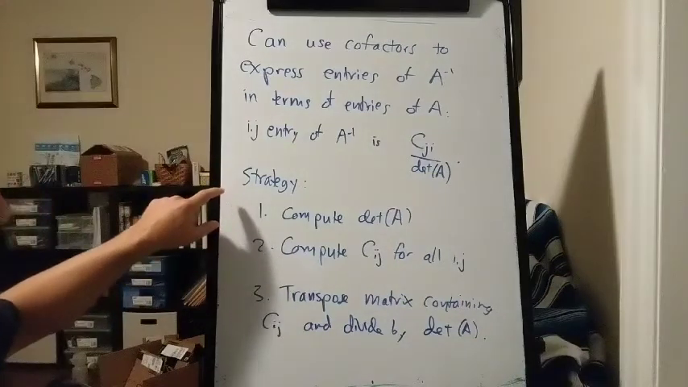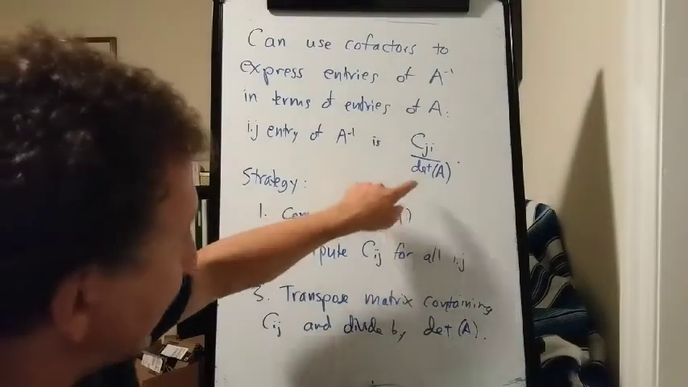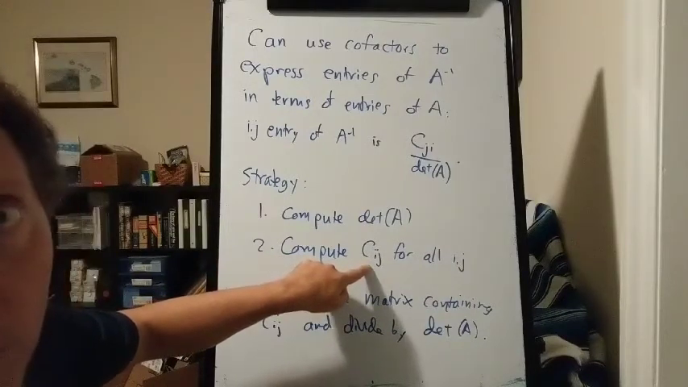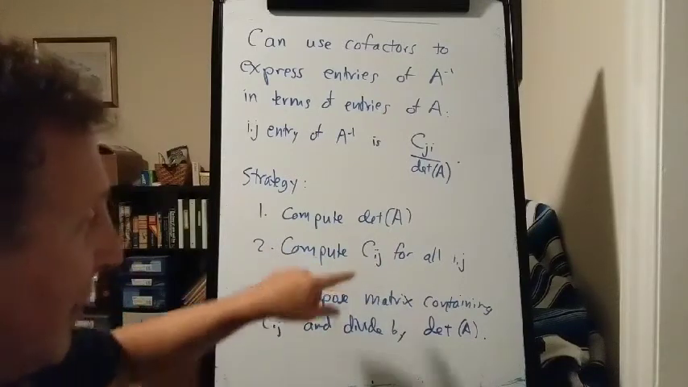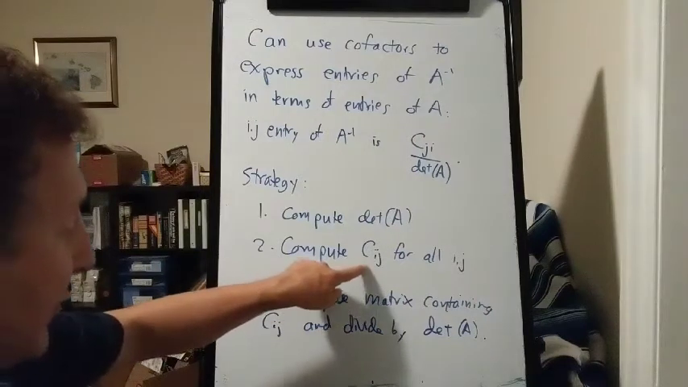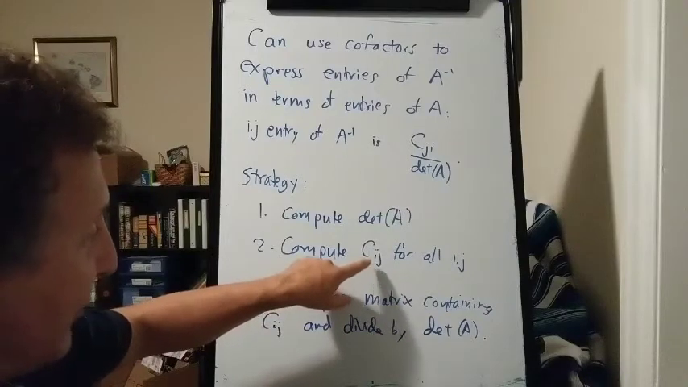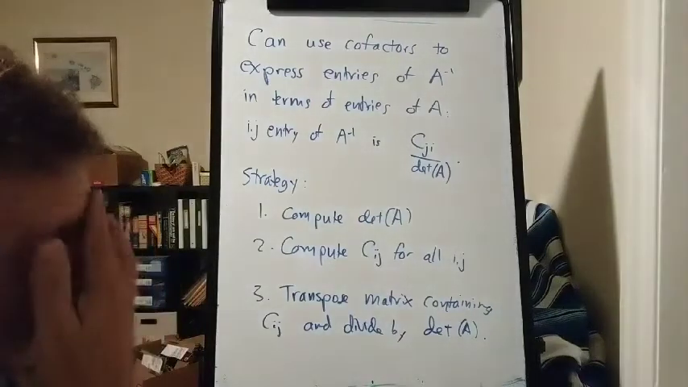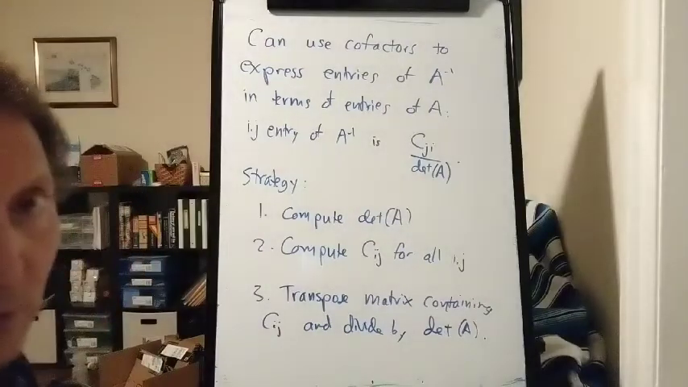So our strategy to invert the matrix this way is first to compute the determinant. That'll give us our denominator. Then compute all of the possible cofactors by crossing out all the rows and columns one at a time. One row, one column in all possible combinations. And then we'll record those cofactors in a matrix and finally transpose the matrix, which will essentially turn Cij, the ij cofactor, into Cji, the ji cofactor. And then we'll put 1 over determinant of A in front of this matrix.